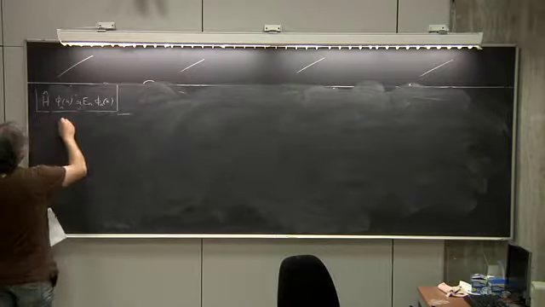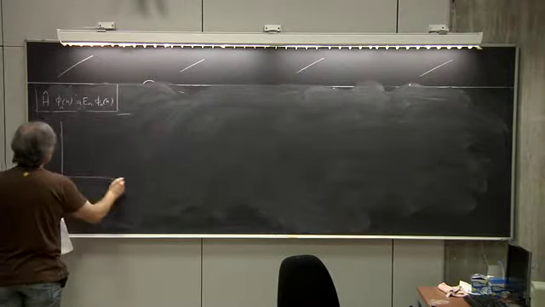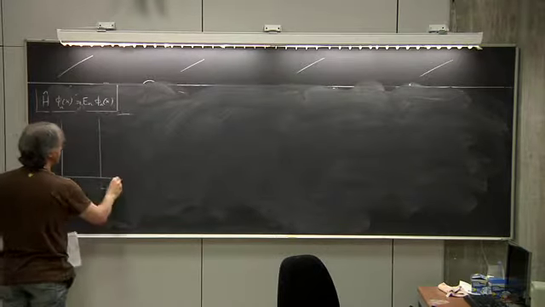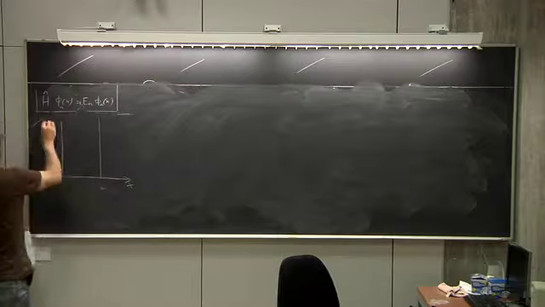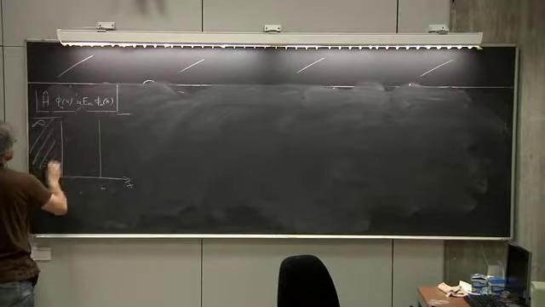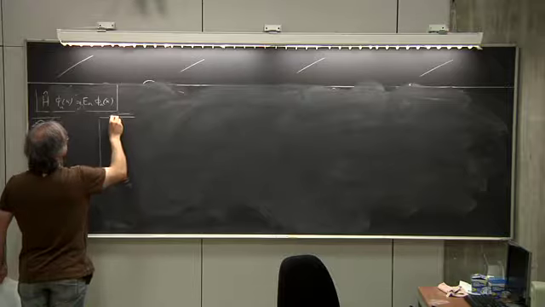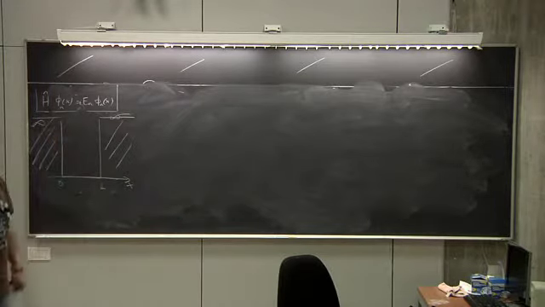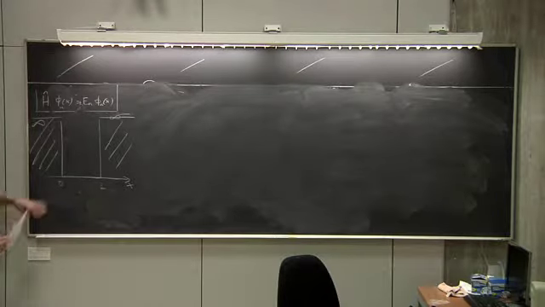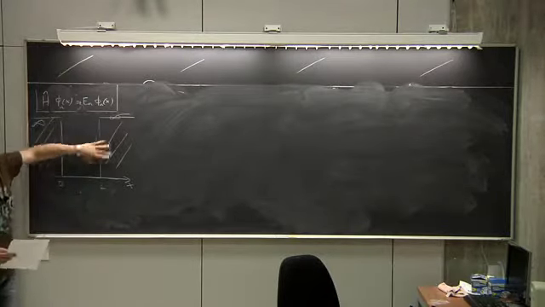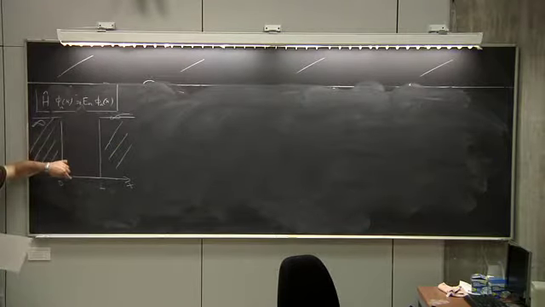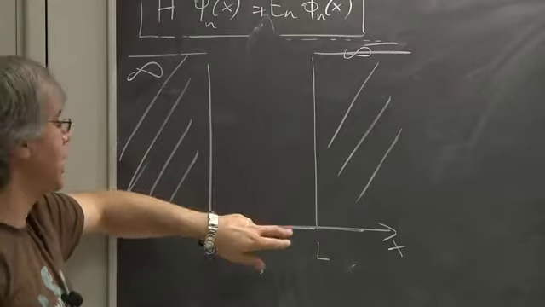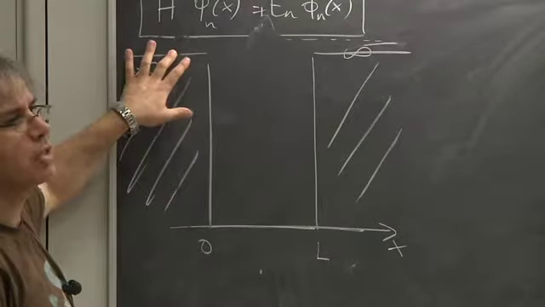let us solve the first problem, which is the following. The potential in one dimension is as follows. This is zero, this is L, this is X. The potential is infinite here and infinite here, and zero here, okay? So you see, apart from this infinite region, the potential is just zero, as in the free particle case. The difference is that it's not zero everywhere, it's zero only here, and here it's infinite.